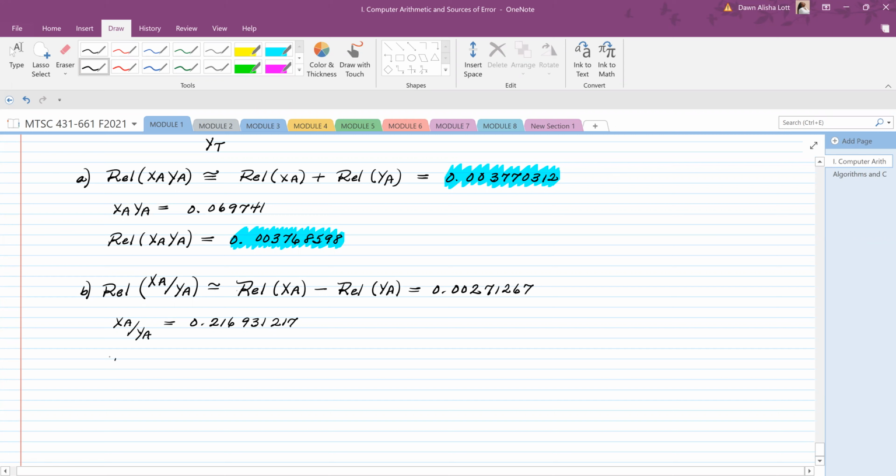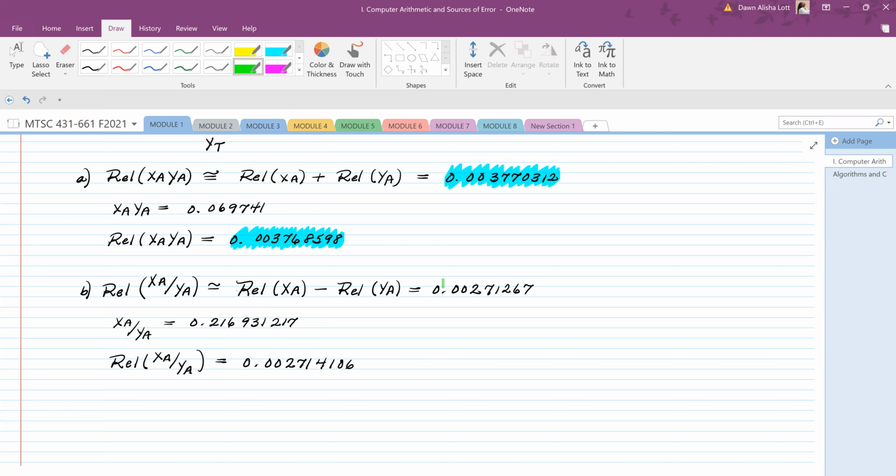And if I actually compute the true relative error in X approximate divided by Y approximate, not what I expect to get based on our theory, this turns out to be 0.002714106. So you can see, again, they are actually very, very close.